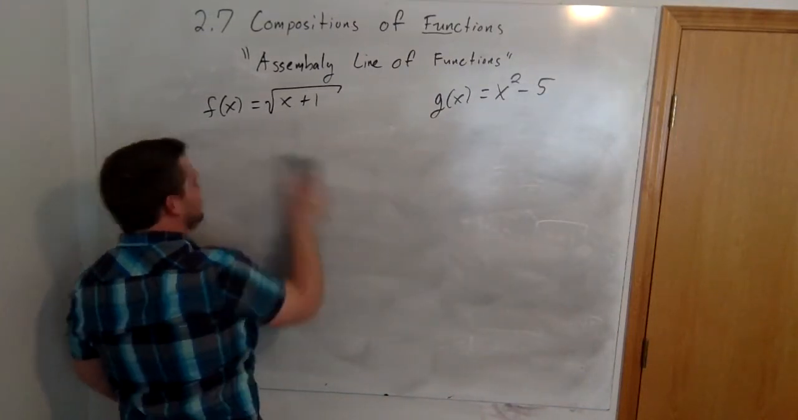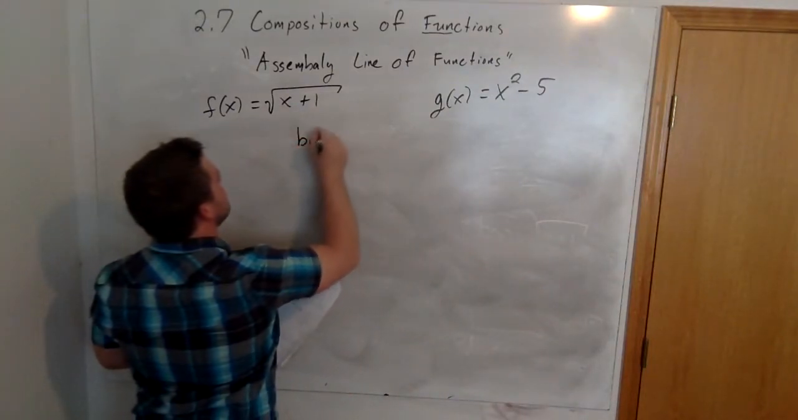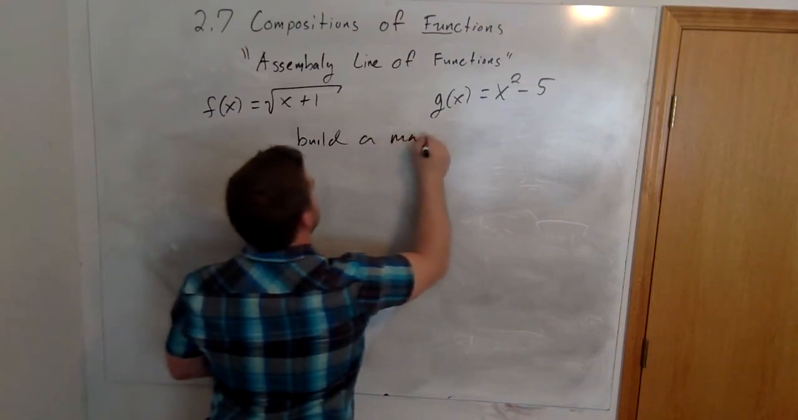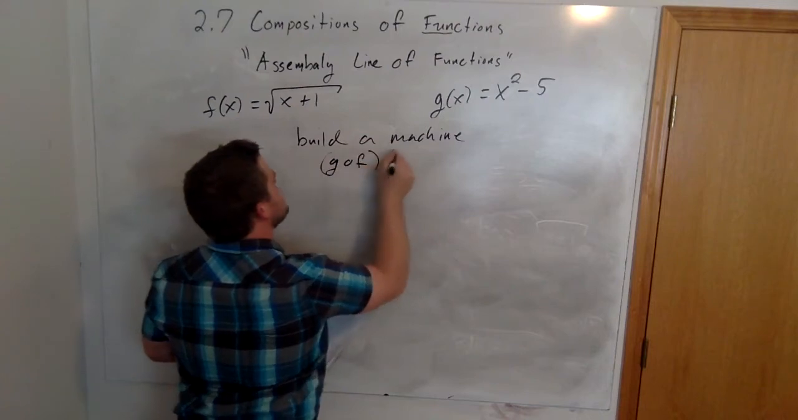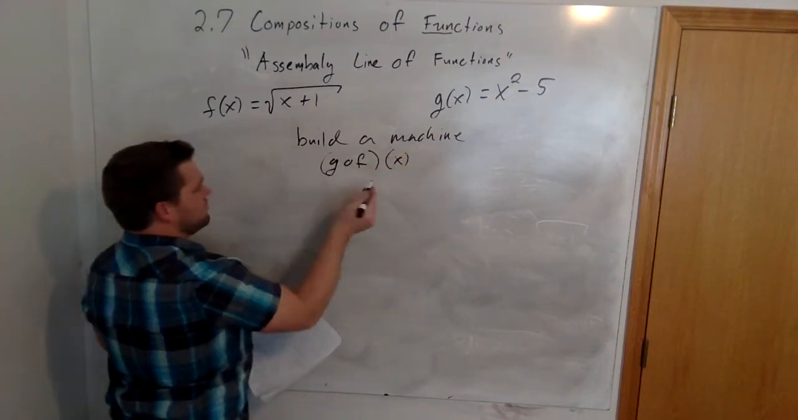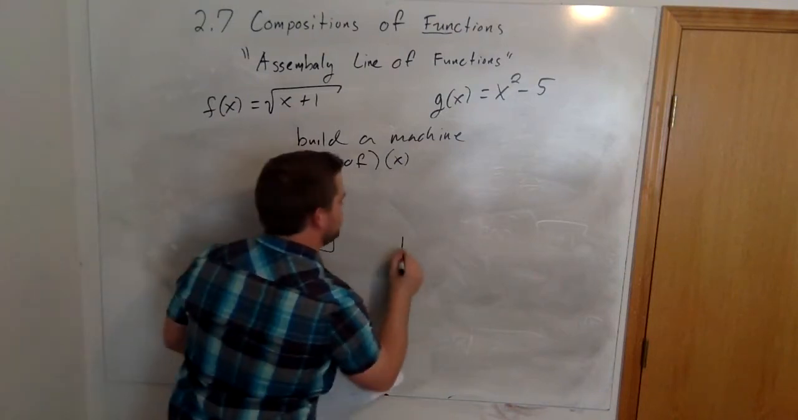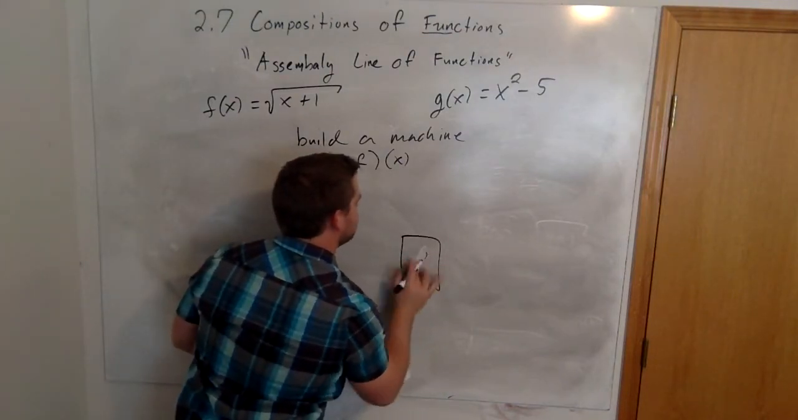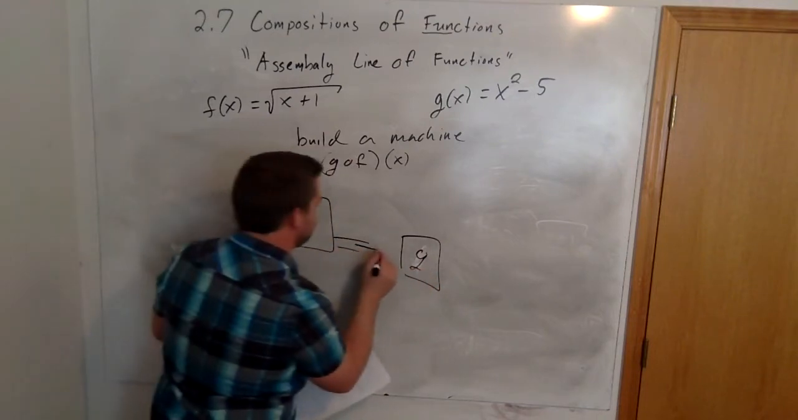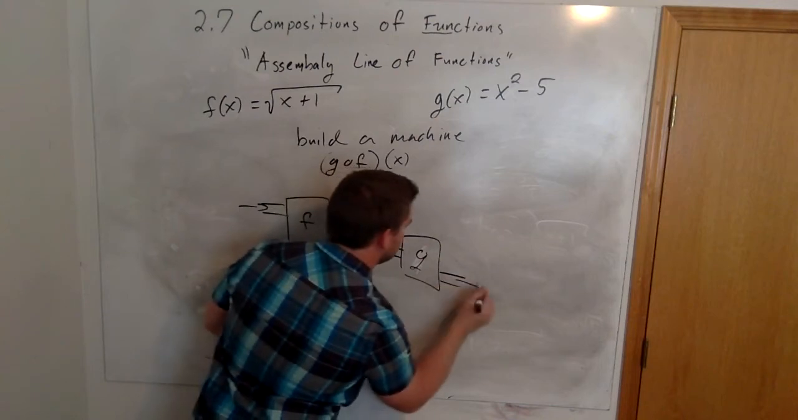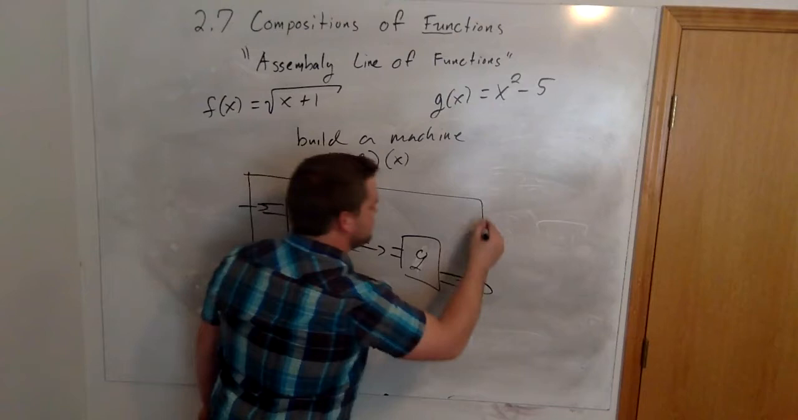For right now, let's go ahead and build a machine. Let's build the machine g of f of x. What I'm trying to do here is feed something into f, and then feed it into g. So I plug something into f, it then gets fed into g, and that's going to give me another output. But what we would like to do is just have a nice machine that does this all for us.